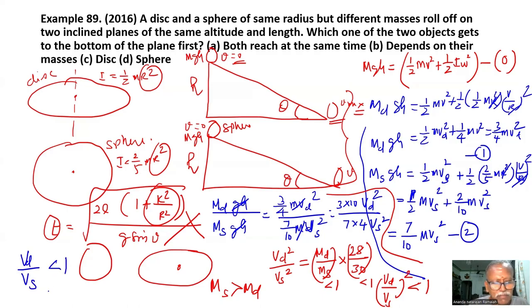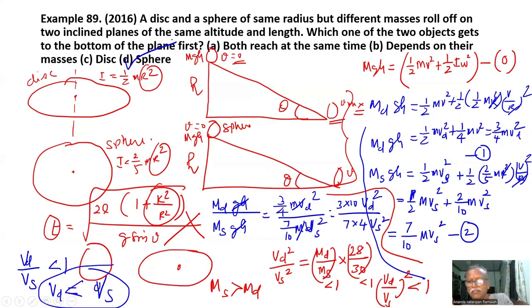Say 0.5. Then V disk equals... or if you bring this Vs that side, Vs, the sphere velocity, is higher than the disk velocity. Therefore, the sphere will reach first. Therefore, D is the answer.